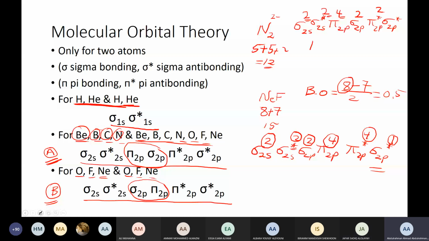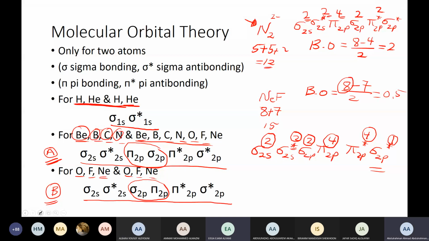What's the bond order? 8 minus 4 over 2. 4 divided by 2 equal to what? 2. My next question, is this paramagnetic or diamagnetic? Diamagnetic. No, not dia, it's para. Tell me why.